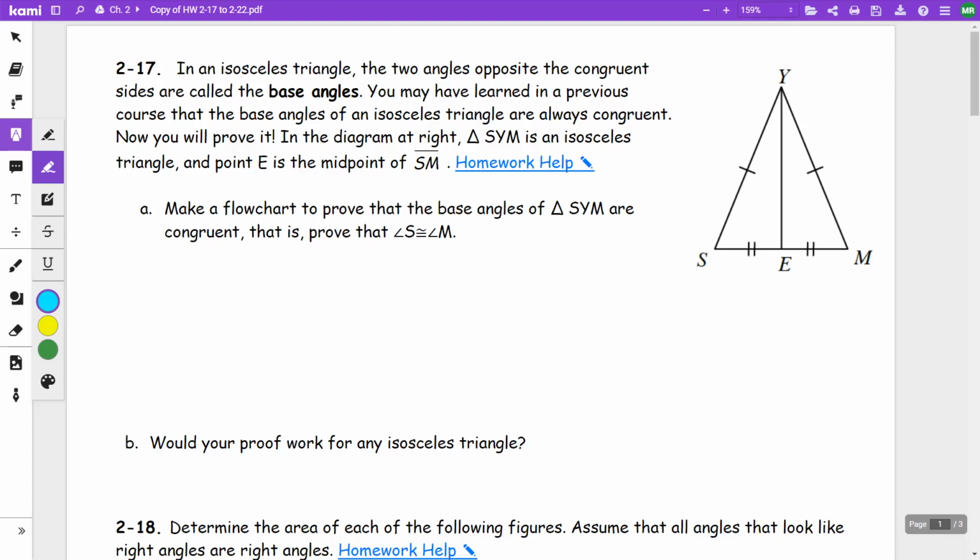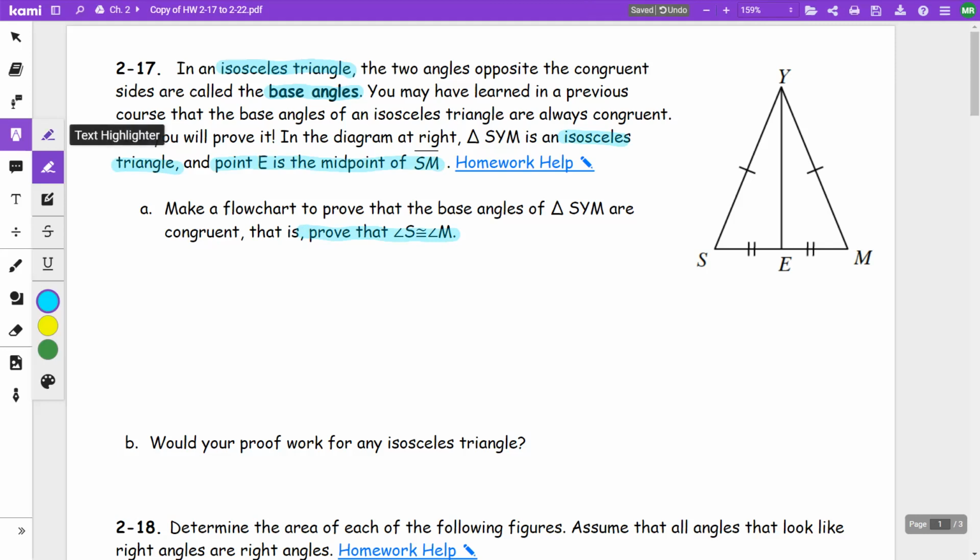So on 217, in an isosceles triangle, the two angles opposite the congruent sides are called base angles. You may have learned in a previous course that the base angles of an isosceles triangle are always congruent. Now we're going to prove it. In the diagram, triangle SYM is an isosceles triangle and point E is the midpoint of line segment SM. They want us to make a flowchart proof to prove that the base angles are congruent. That is, we're trying to prove that angle S is congruent to angle M.